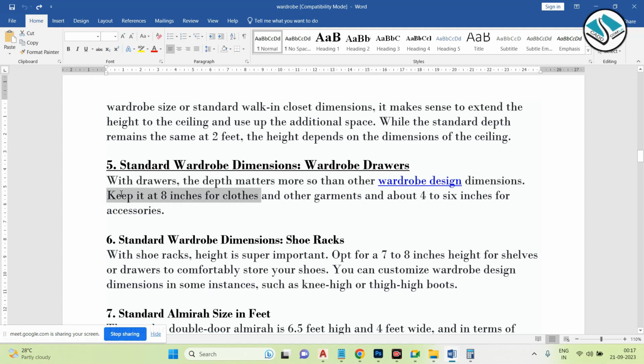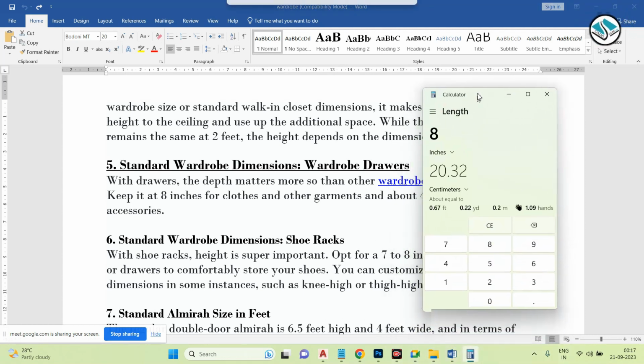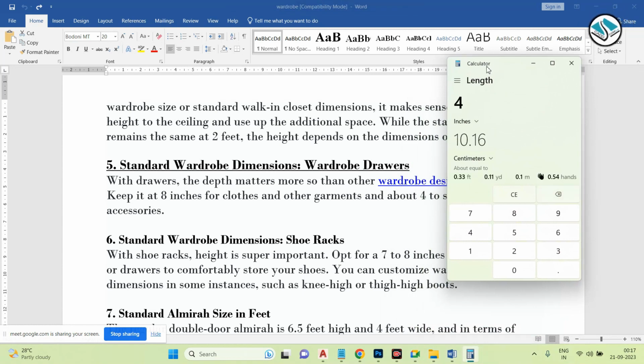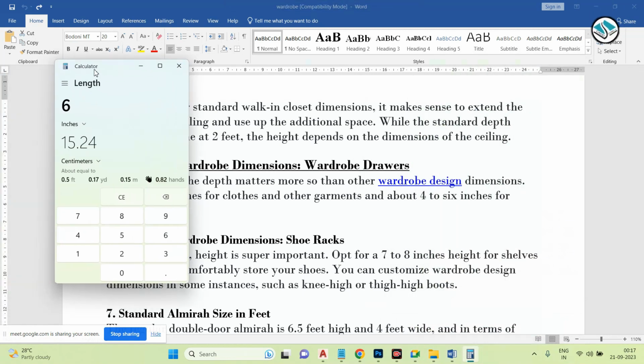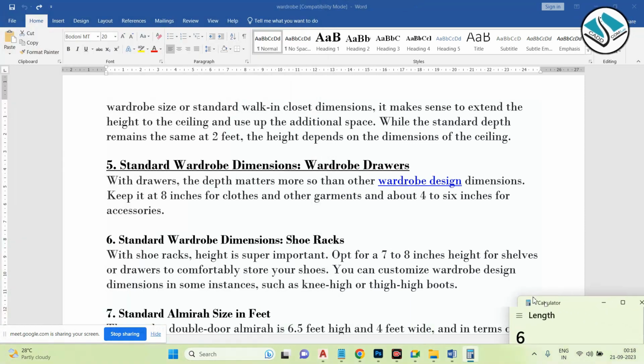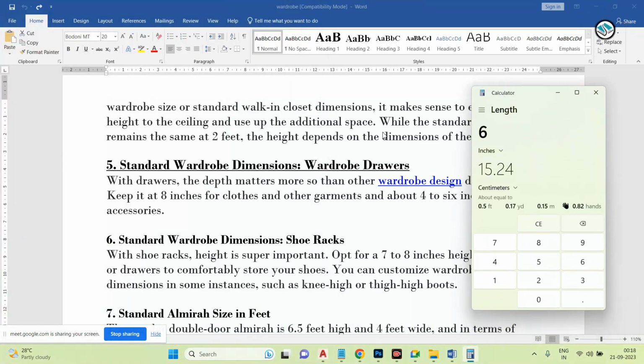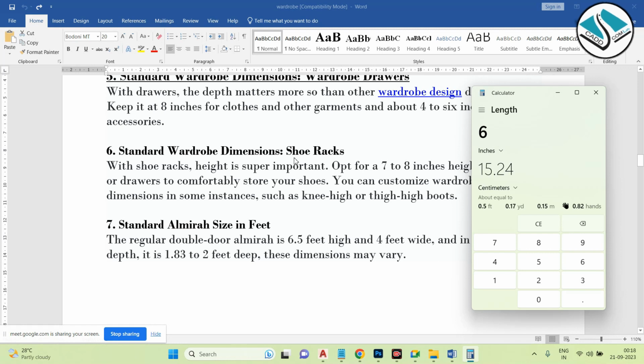If you are using it for clothes, then you can use 8 inches depth. If you are using it for other things, then you can use 4 to 6 inches. 4 to 6 inches, if we convert this dimension into centimeter, means around 10 centimeter to 15 centimeter. You can use that. The standard is 20. And the standard wardrobe dimension for the shoe rack.